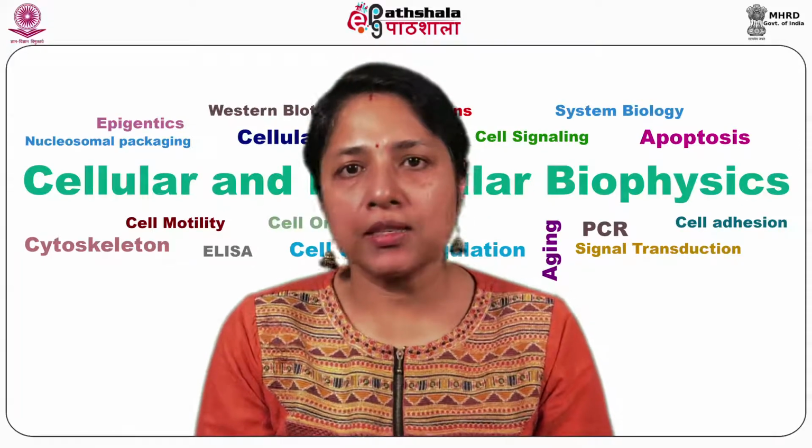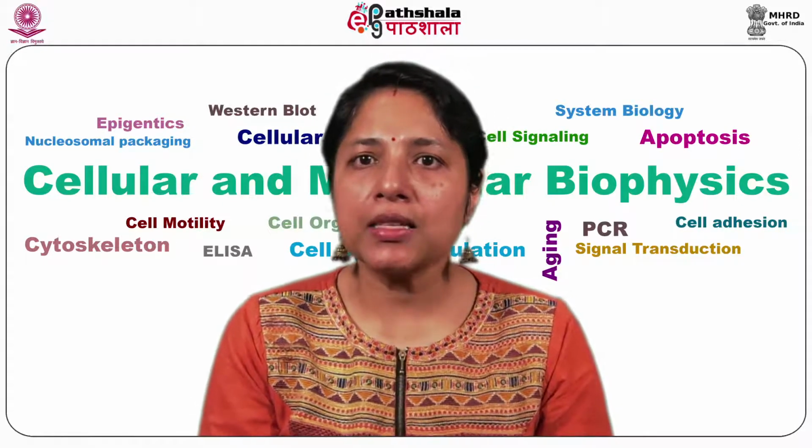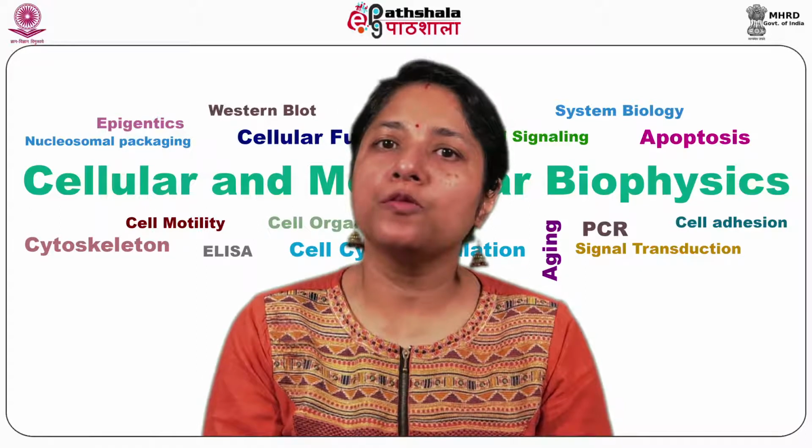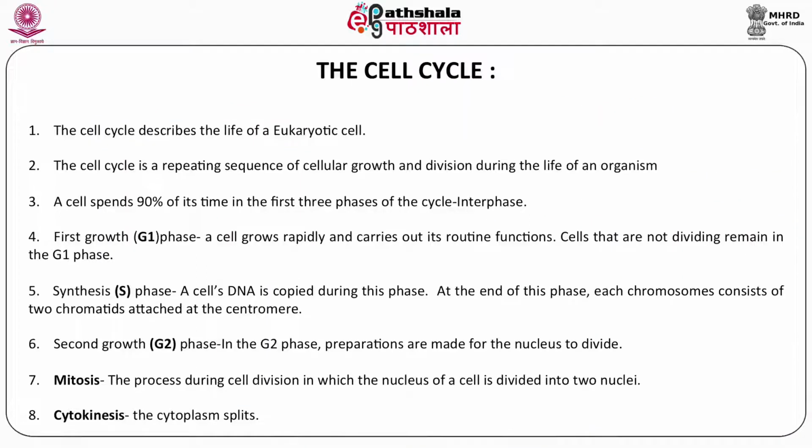Now coming up next is the cell cycle. The cell cycle describes the life of a eukaryotic cell. The cell cycle is a repeating sequence of cellular growth and division during the life of an organism. A cell spends 90% of its time in the first three phases, called interphase.